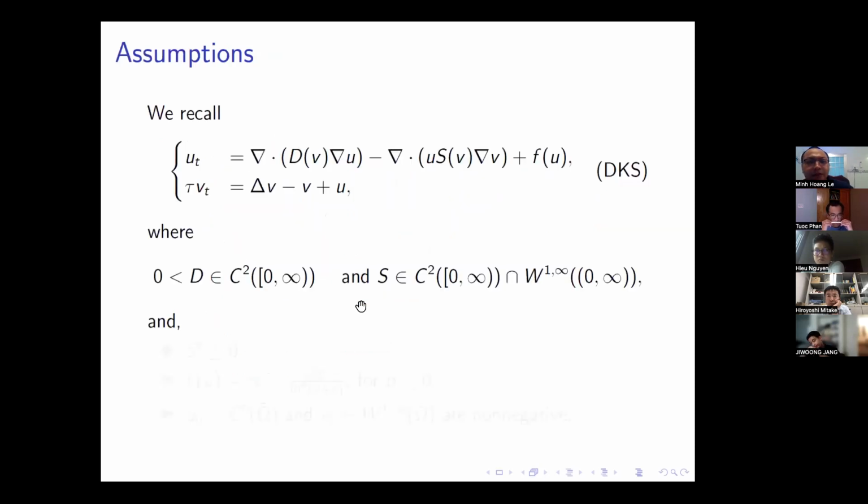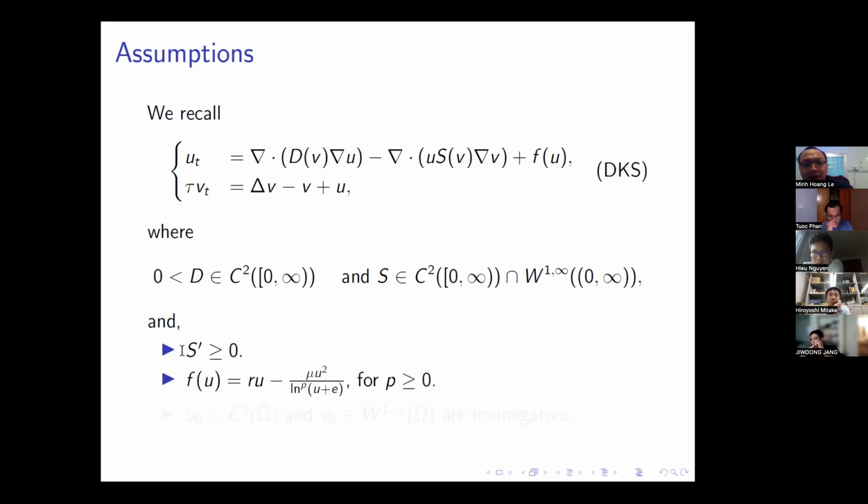Right. And now we return to our main result. So let me recall the general equation. Here we have D belonging to this space and S belonging to this space. However, we have to assume the derivative of S is non-negative. So this is the difference between the paper of 2022 and our equation. Our problem requires one extra condition: sorry, F prime is non-negative. Right.